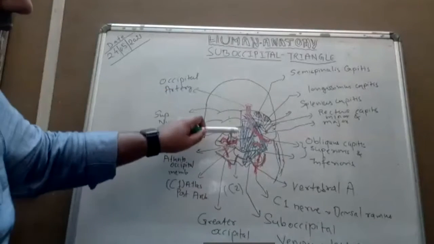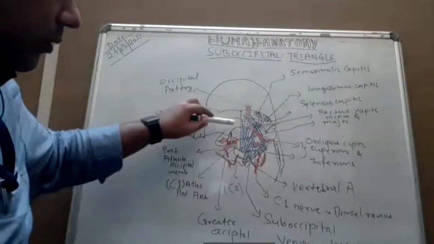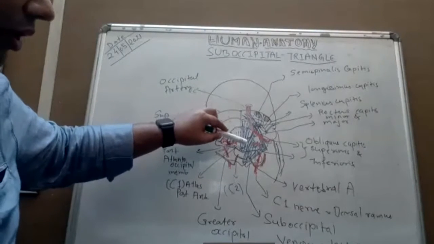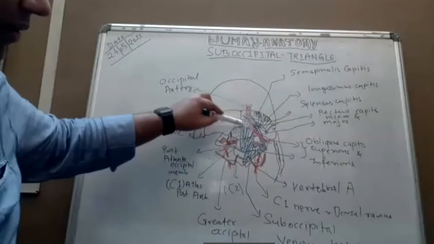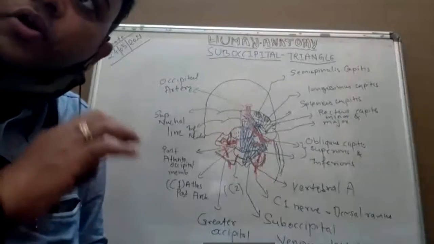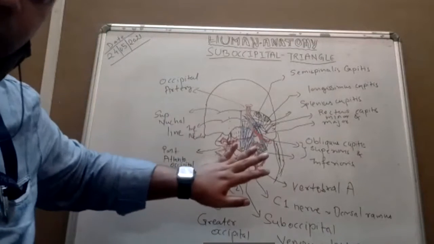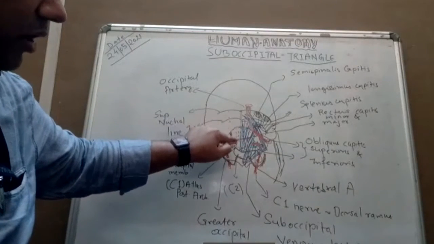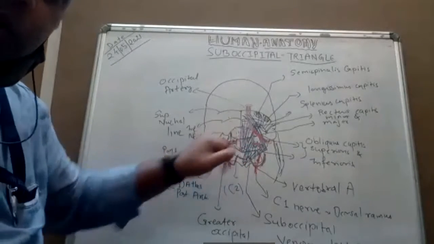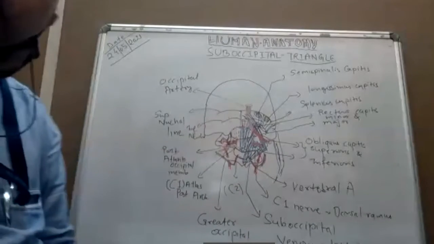The roof is formed by the membrane between the foramen magnum and the posterior arch of the first cervical vertebra. So there is a membrane, and that is known as the posterior atlanto-occipital membrane. There are the anterior and the posterior atlanto-occipital membrane. We are viewing from the posterior side. So this is the posterior atlanto-occipital membrane, and the posterior arch of the first cervical vertebra, that is the atlas. So these two structures are forming the floor.